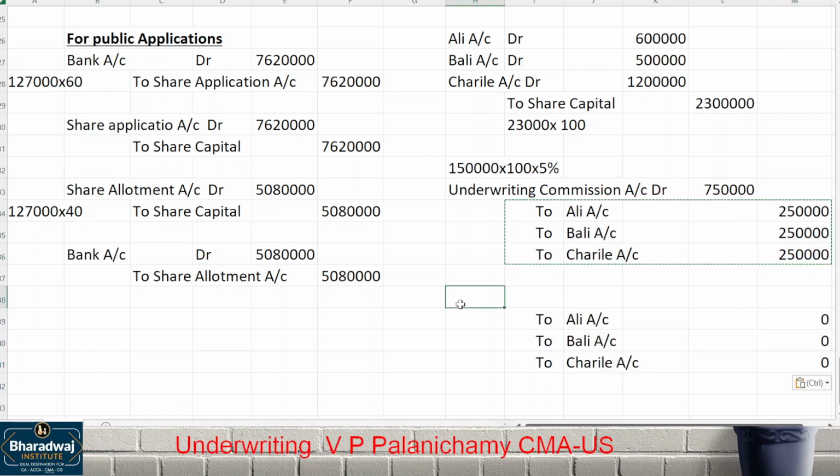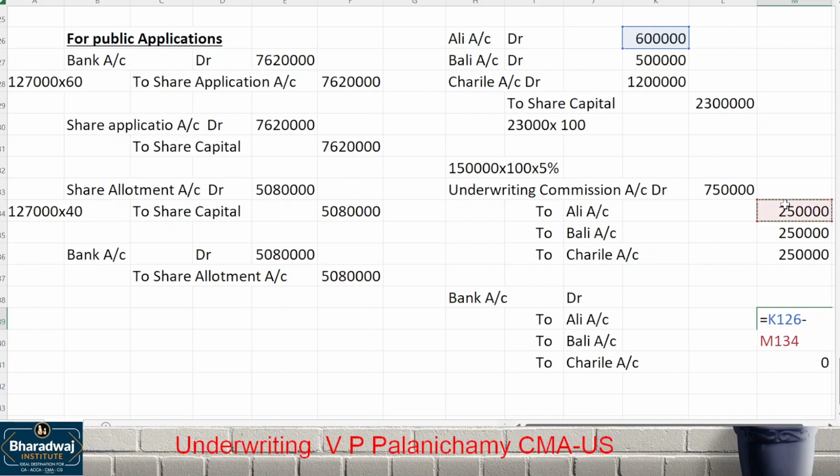So bank account debit to A, B, C. How much will A pay? 6 lakhs minus 2,50,000. B, 5 lakhs minus 2,50,000. C, 12 lakhs minus 2,50,000.